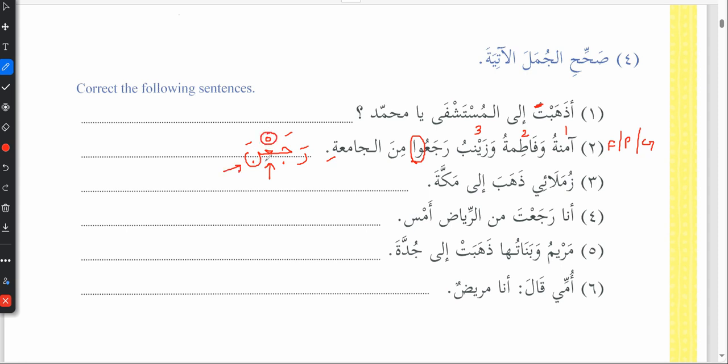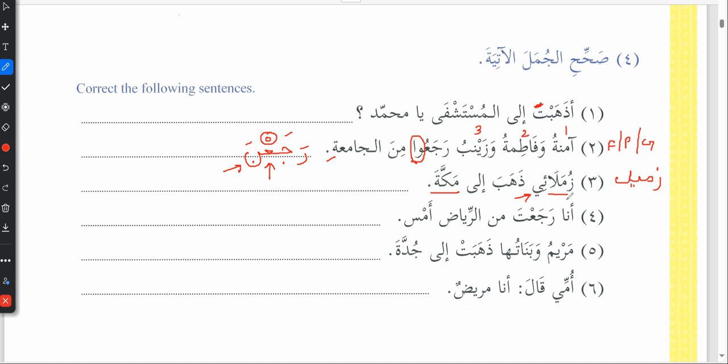Zumala'i, my friends. Dhahaba ila Makkata. Makkata is again a country, a city name, and it's a ghair munsarif, cannot take a kasra. Some countries or some city names like Makkah, Bakka, or Misr, they are all ghair munsarif. So Zumala'i means it's a plural for Zamil. Zamil means friend, colleague, partner, co-partner. So Zumala'i means my friends, my colleagues.